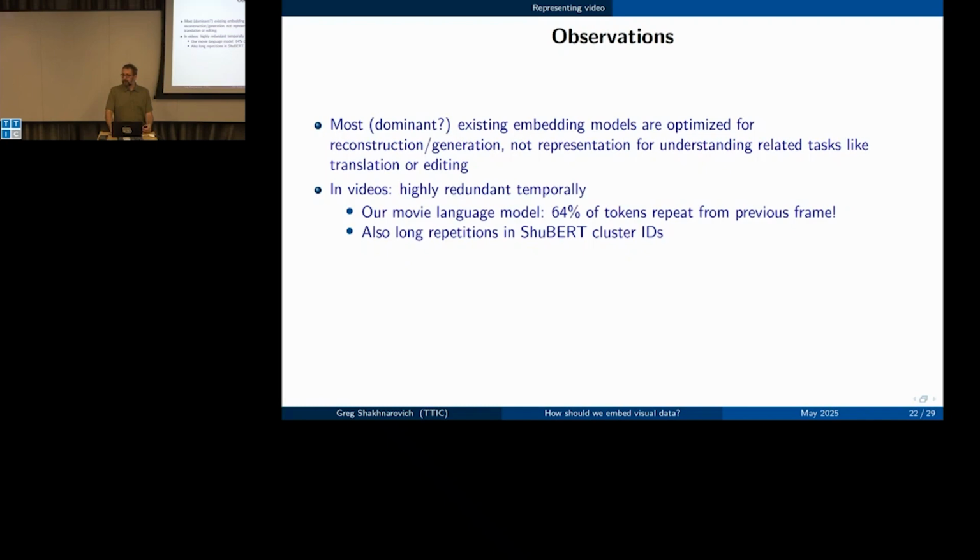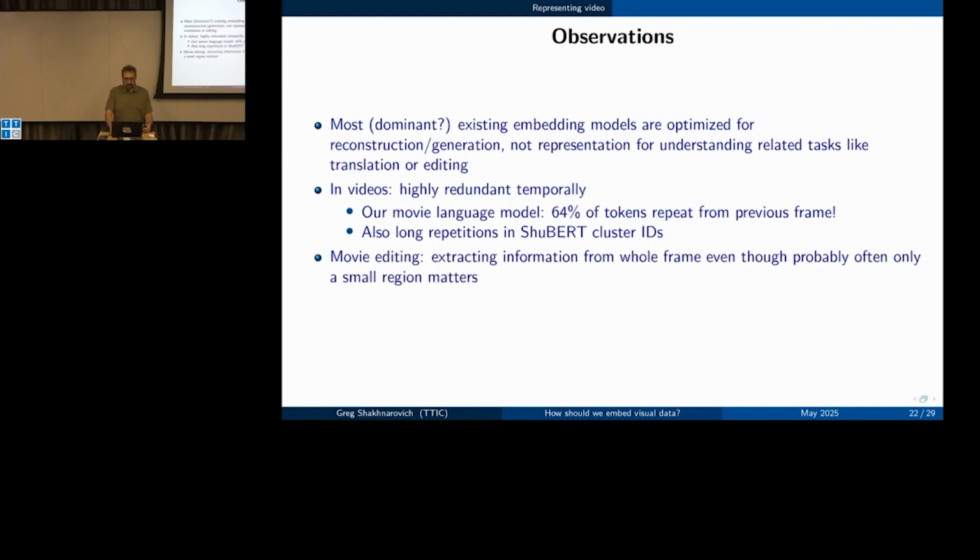In videos, the tokenization we use right now is extremely redundant. More than 60% of the tokens in a frame are the same as tokens in the previous frame, on average. That's not surprising because a lot of the time there's not that much that changes. That problem is also present in things like Schubert. You have these cluster IDs for different types of features. They are often the same for many, many frames, repeating frame after frame.